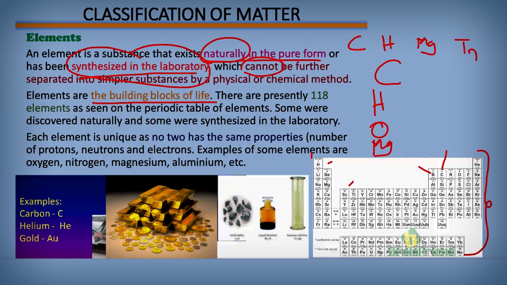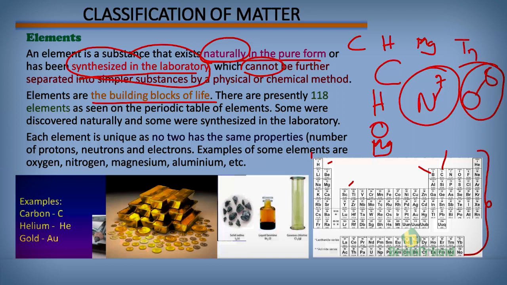For example, let's just use two elements, nitrogen and oxygen. Nitrogen has 7 protons, oxygen has 8 protons. This number of protons can never change for nitrogen, and this is what makes it what it is, nitrogen. Likewise, oxygen, this number of protons will never change. If it were to change, then it will no longer be oxygen, but another element. So elements are unique because of this reason. Their numbers of protons, neutrons, and electrons are unique. Examples of some elements are oxygen, nitrogen, magnesium, aluminum, and every other element we can find on the periodic table.